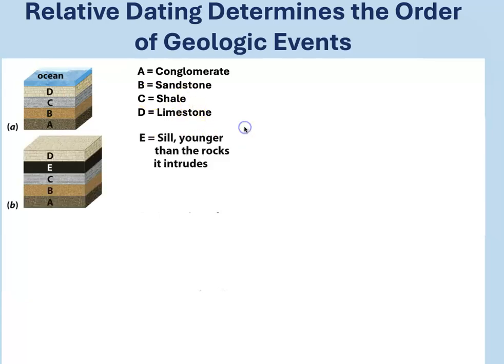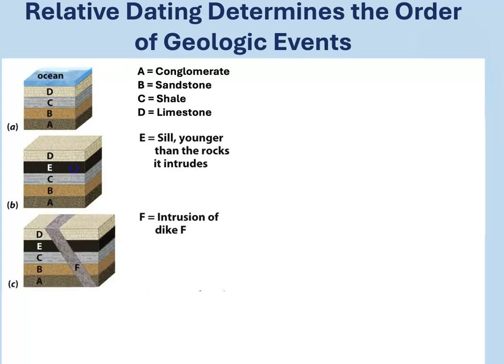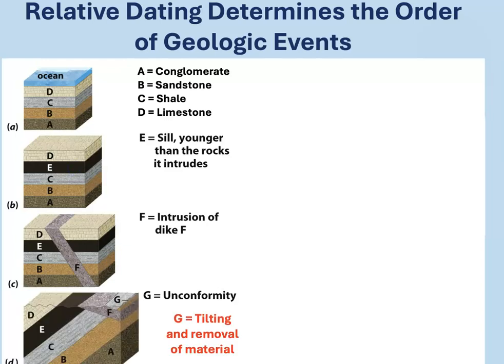After these are deposited, we then have a sill intrude between units C and D. That's shown here as E. If there were inclusions in E of D and C, that would help us even further know that this was a sill. The next event to occur was the intrusion of a dike, F. Then we have something called an unconformity, which I haven't talked about yet in these videos, but I will in just a few minutes in this one.